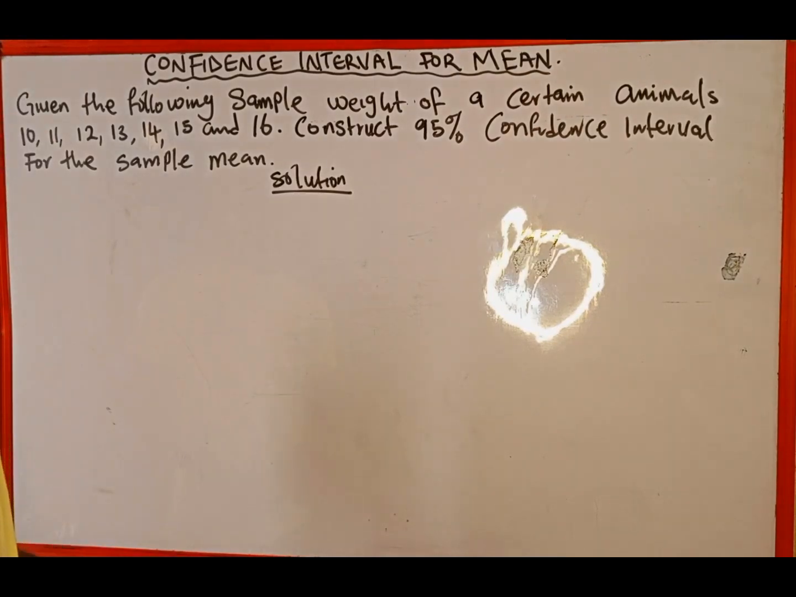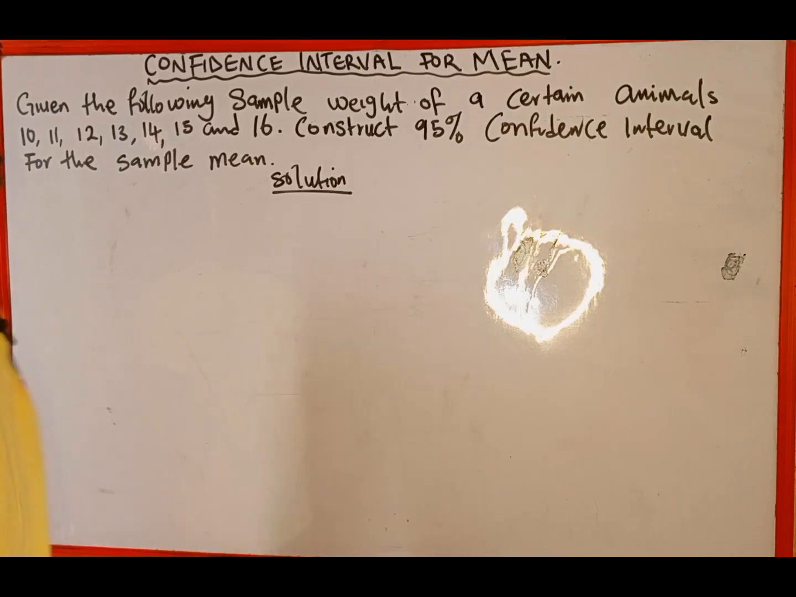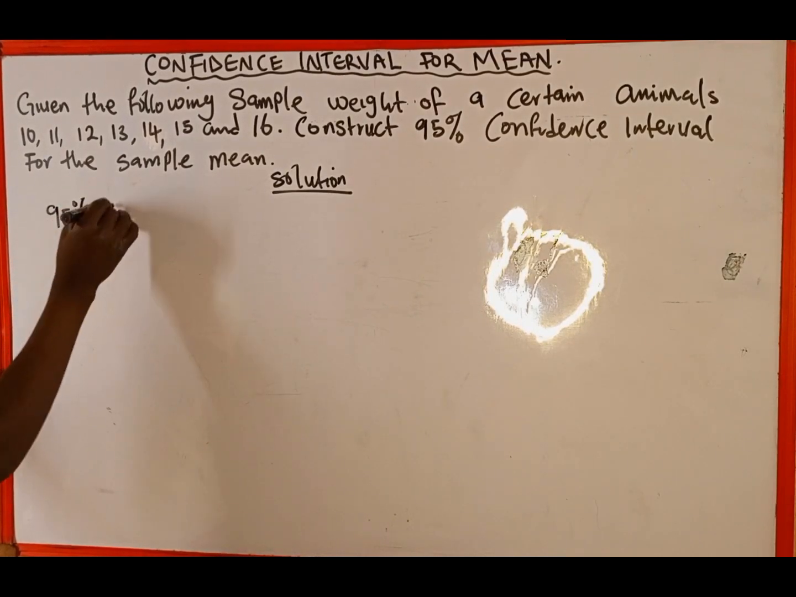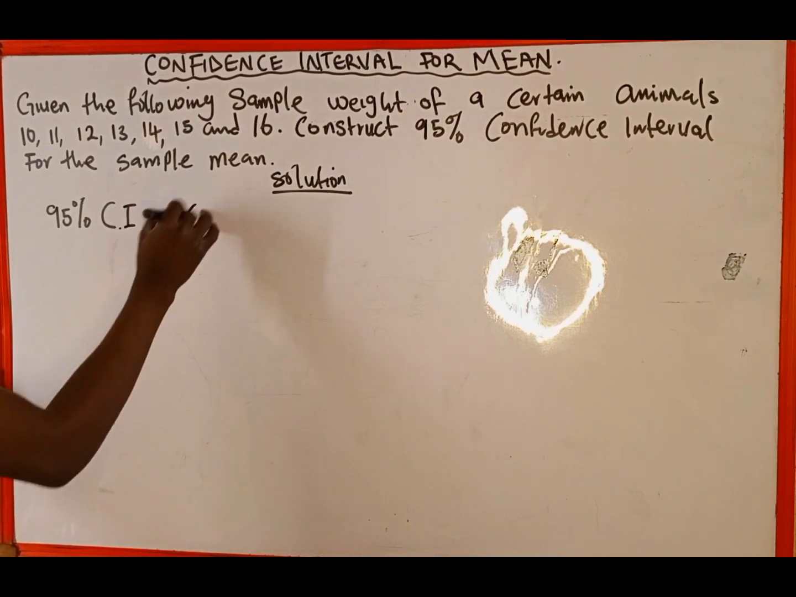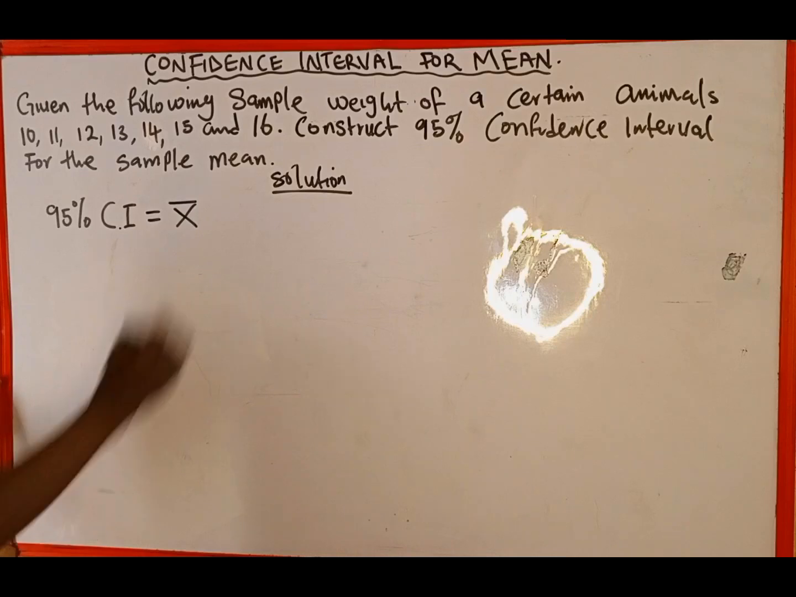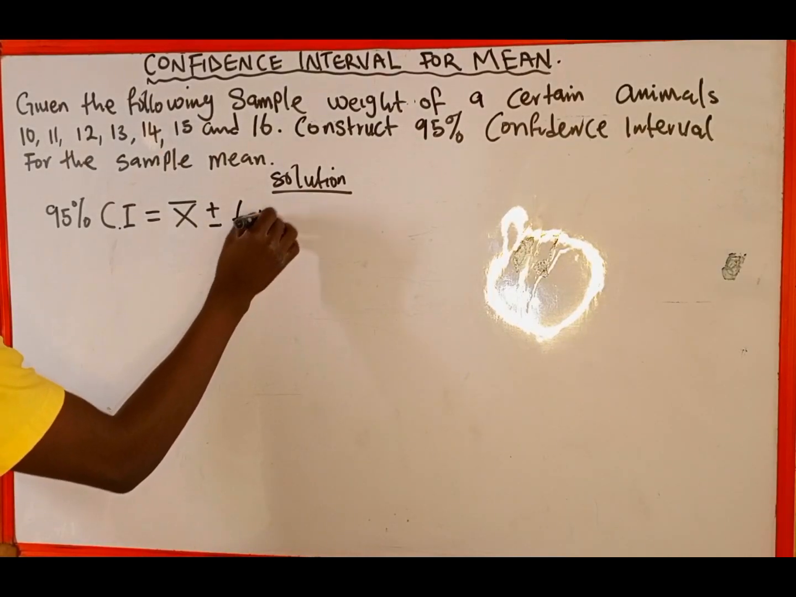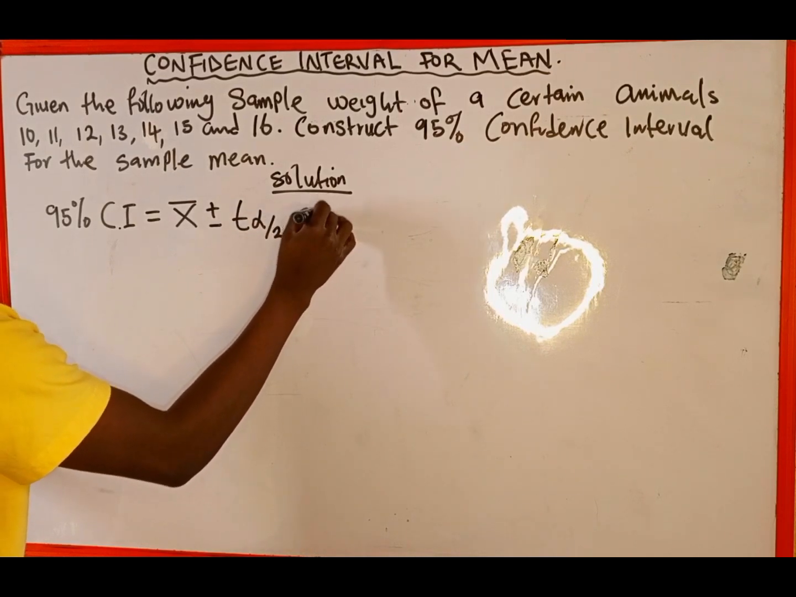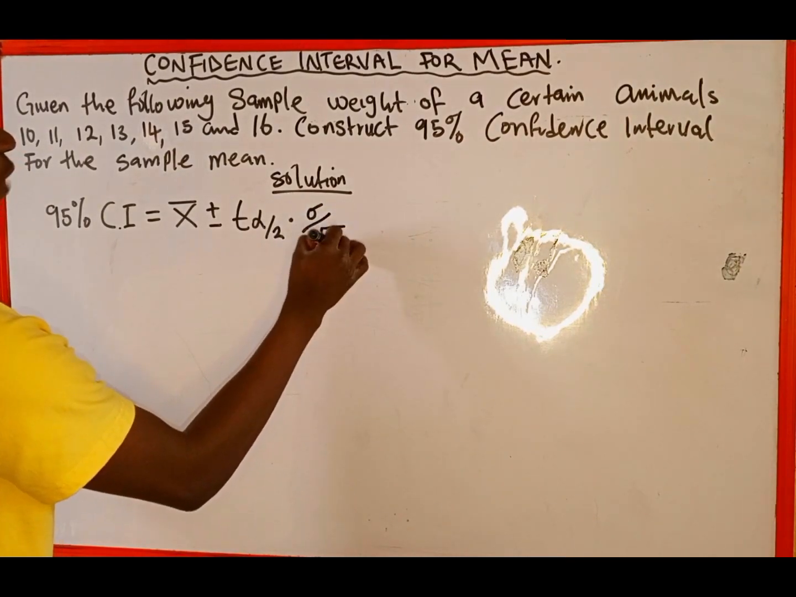So the next thing we're going to do is to write the formula used to calculate the 95% confidence interval for the sample mean. And the formula is given as what? 95% confidence interval, which can be represented as CI, is equal to the mean, which is x bar, plus or minus t alpha over 2, then multiply by the standard deviation, which is represented as sigma, over the square root of n.